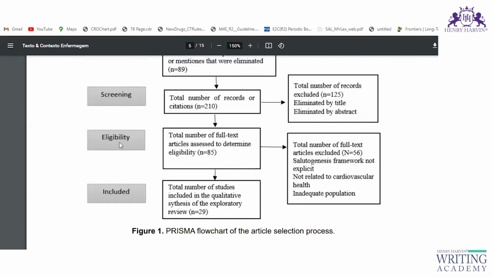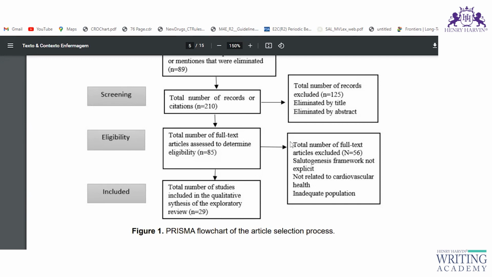Then for eligibility, like which articles are eligible and which are not eligible, you have to write the total number of articles which are left after excluding the articles on the basis of the title and abstract. Here 85 articles are left. Those articles you will assess for full text. You will go through the full text of that article. So the total number of full-text articles assessed to determine eligibility is 85.